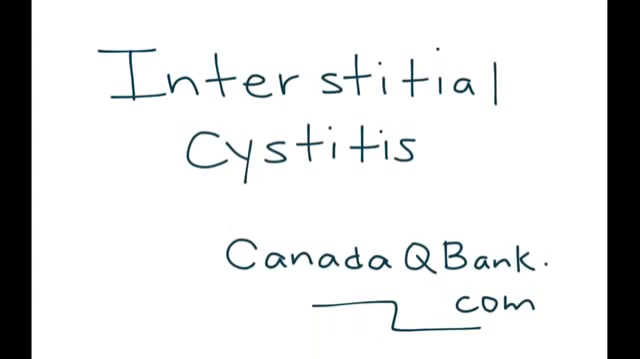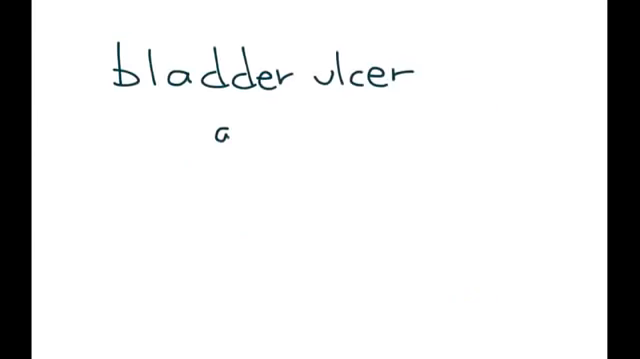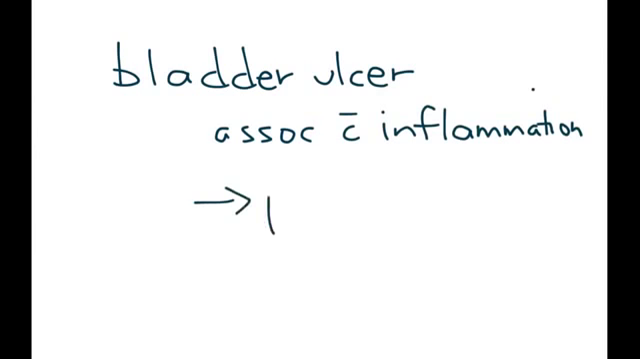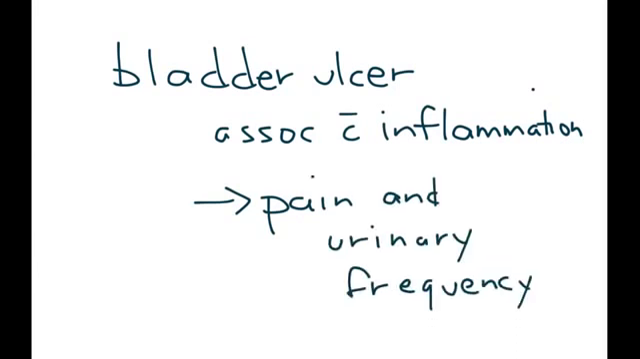Interstitial cystitis is the topic for this video. And interstitial cystitis is essentially a bladder ulcer associated with inflammation that causes pain and urinary frequency. And it is actually a very difficult diagnosis, and I'll explain all this in this video.